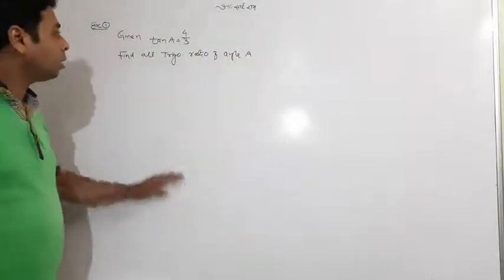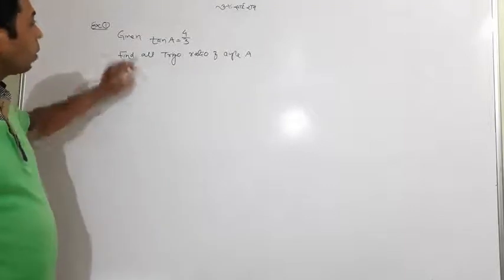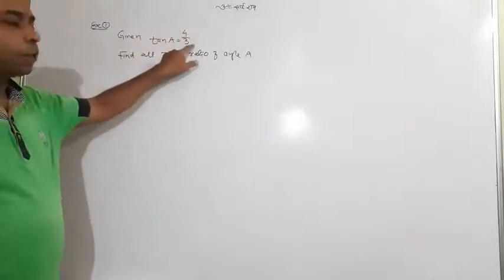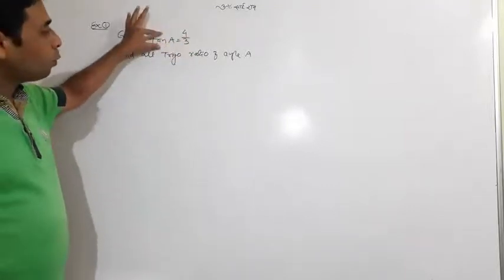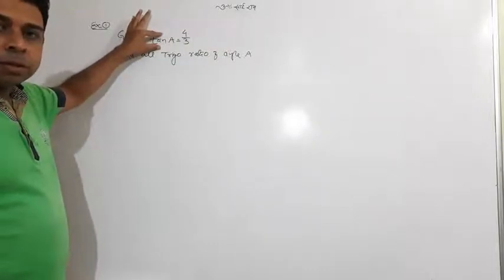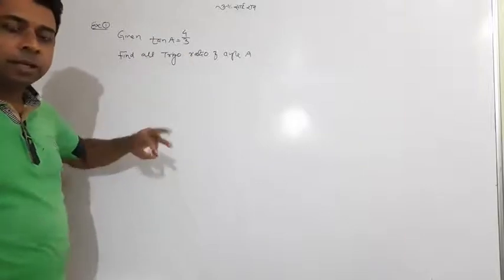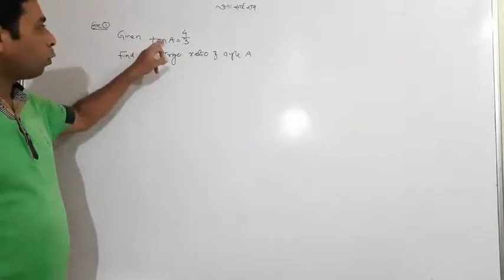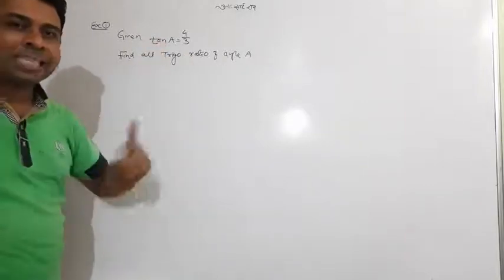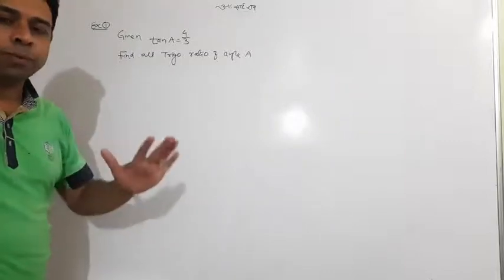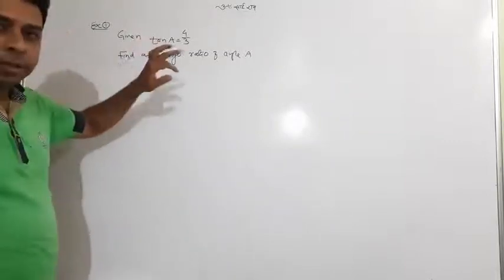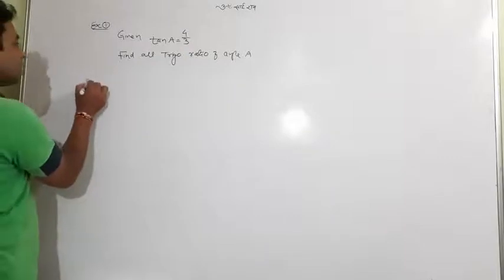I again want to tell you something. Given tan A is equal to 4 by 3, only one trigonometric ratio is given. You have to find the rest of the trigonometric ratios. The rest meaning sine A, cos A, cot A, sec A and cosec A, tan already being given. All 5, except tan A. Okay, for that, how do we start?